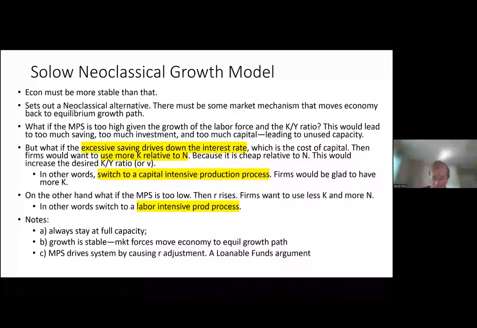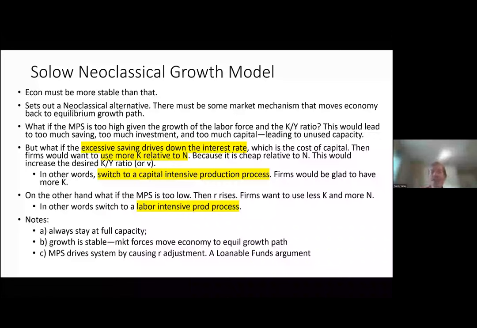So the conclusions of taking this approach that Solow is taking is that we always stay at full capacity. Growth is stable. Market forces move the economy to an equilibrium growth path. And it's the propensity to save that is driving the system, not investment. It's the propensity to save because it causes the interest rate to adjust. It's a loanable funds argument.